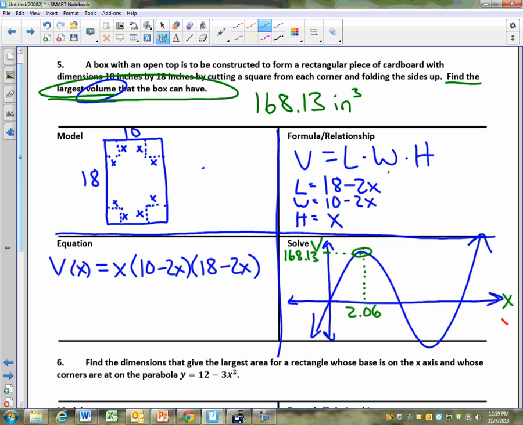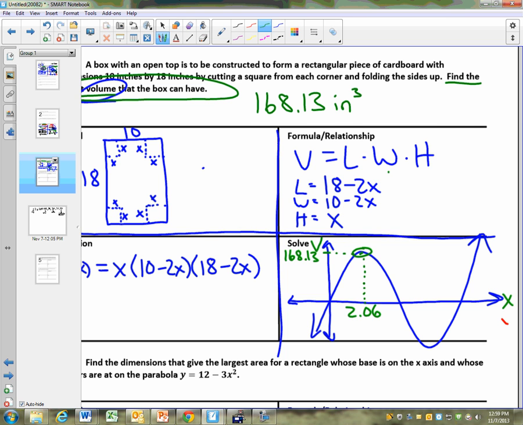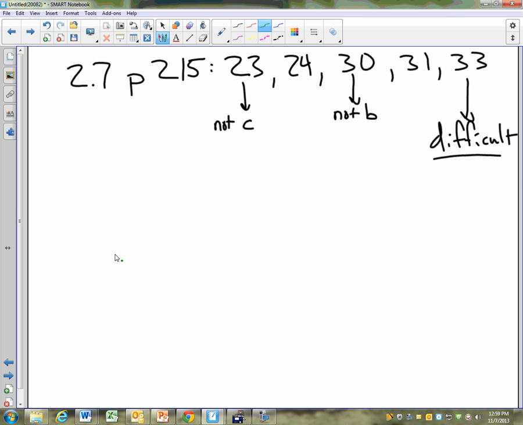It's really cool. So I got some problems for you to practice. And these are what I want you to do. 23 has parts A, B, and C, which is basically what we laid out. But don't do part C. For 30, don't do part B. And just mind you, 33 is kind of difficult.